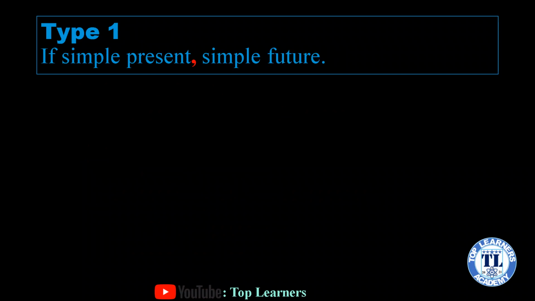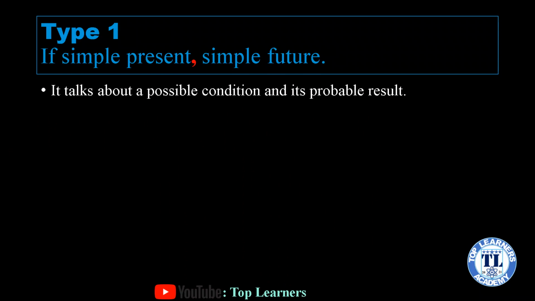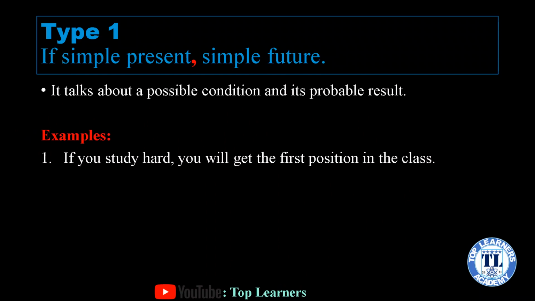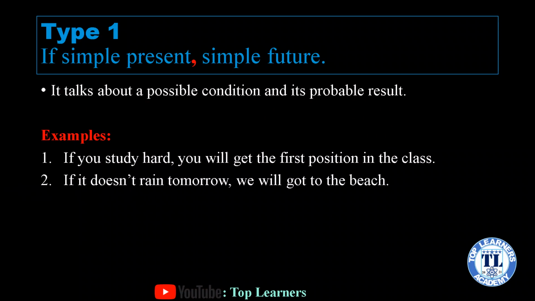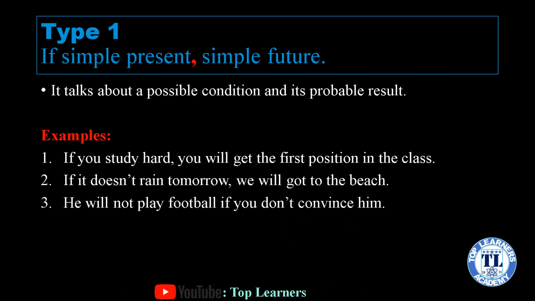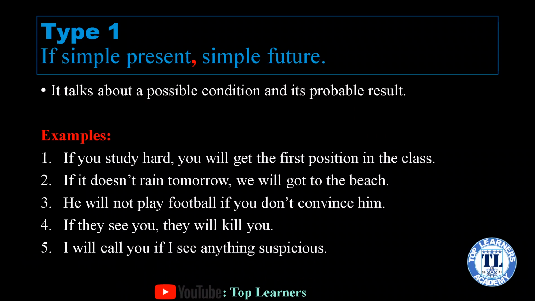Type 1 conditional sentences. It talks about a possible condition and its probable result. For example, if you study hard, you will get the first position in the class. If it doesn't rain tomorrow, we will go to the beach. He will not play football if you don't convince him. If they see you, they will kill you. I will call you if I see anything suspicious.